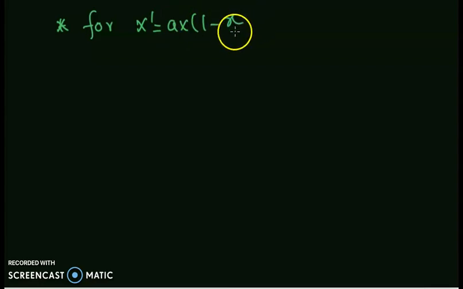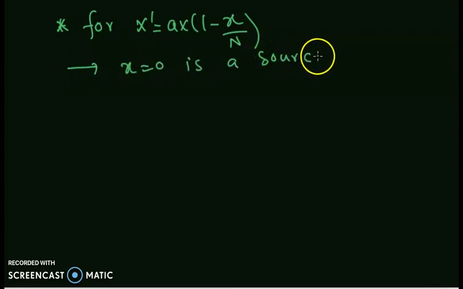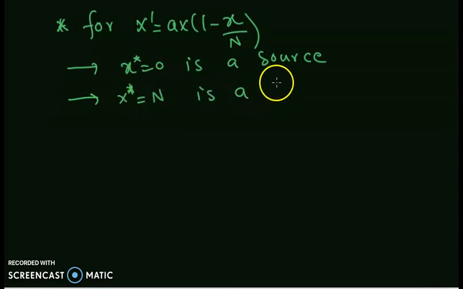So the conclusion is, for x prime equal to ax times 1 minus x over, maybe you can keep N, x equal to 0 is a source, or the trajectories are moving away from it. So x equal to 0 is a source. This is an equilibrium solution which is a source, and x star equal to 1, in this case N, is a sink.